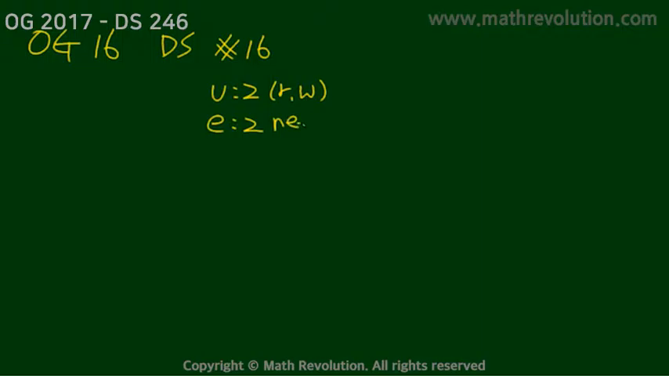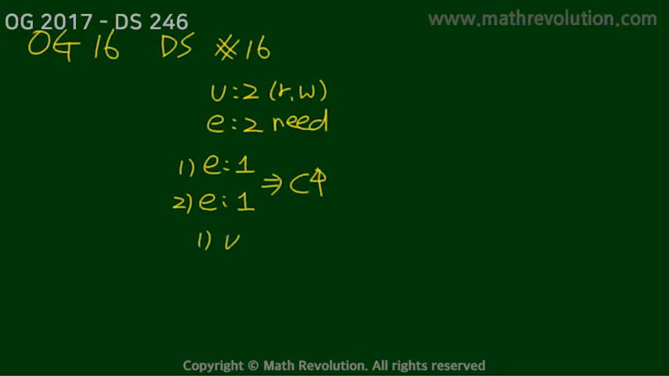Now let's look at Official Guide 2016 DS number 16. So from the original condition, we can get two variables which are R and W. So we need two equations in order to match the number of variables to the number of equations. And the condition 1 has one equation and condition 2 has another equation. So there's high chance that C is going to be our answer choice.